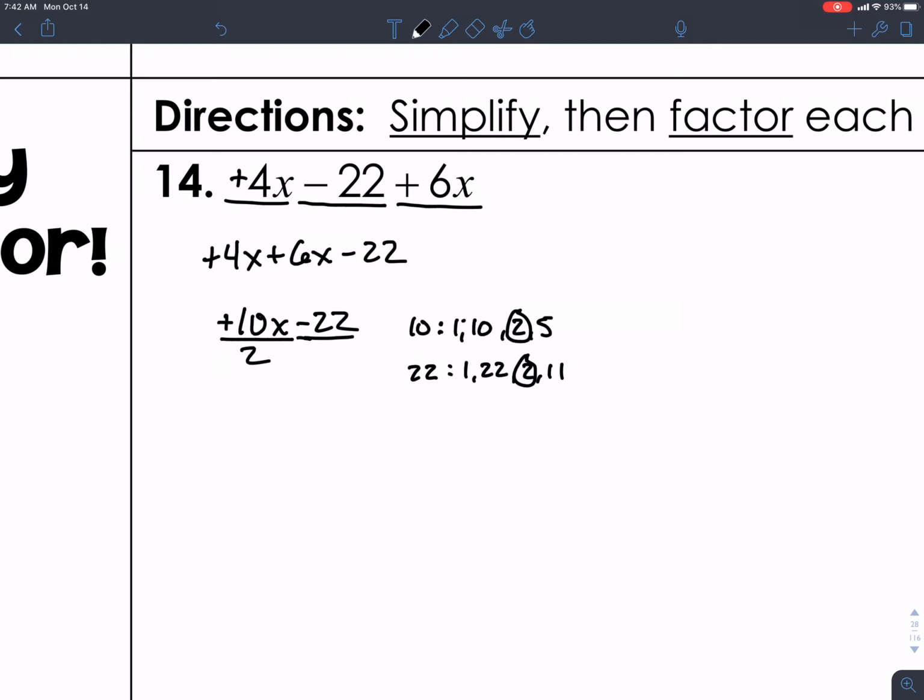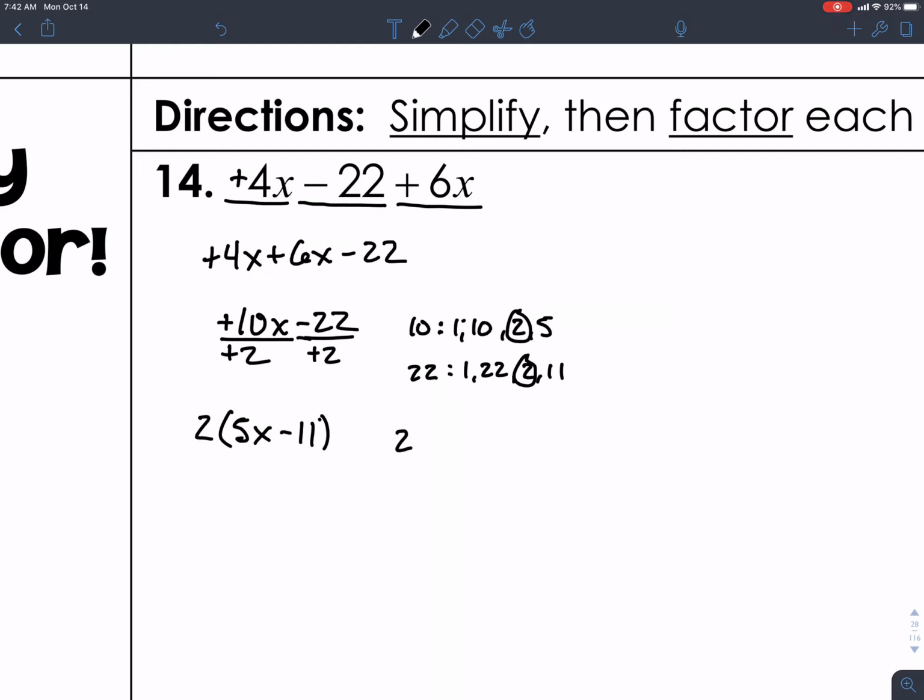And that's the negative 22. So positive 10 divided by a positive 2, and it doesn't matter if you put the signs there. It's a positive 2. Positive 10 divided by a positive 2, that gives me a 5x. Negative 22 divided by positive 2, that gives me a negative 11. I put that in parentheses, put the number I just divided by out front.